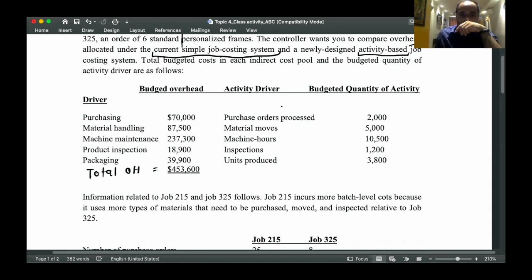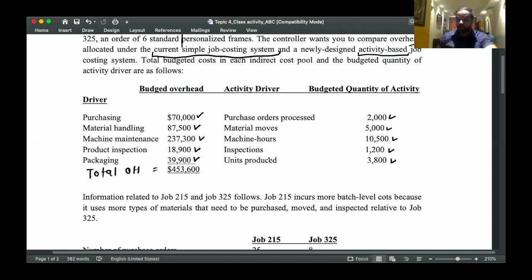So here is some additional information. Purchase orders processed: 2,000 orders, and the cost of that is 70,000, right? You order 2,000 times and the cost is 70,000. Material moves 5,000 times, so material handling cost is 87,500. Machine hours are 10,500, so machine maintenance cost is 237,300. Inspection 1,200, so product inspection cost is 18,900. Finally, units produced 3,800, which drives packaging: more units produced, more packaging, obviously. So this is the basic information behind the total overhead.